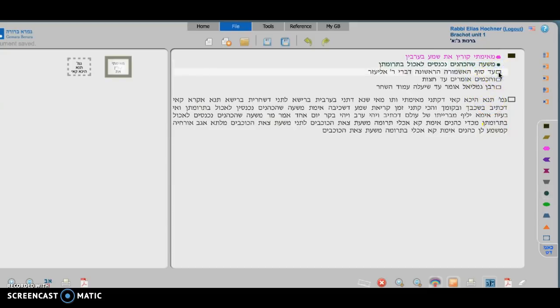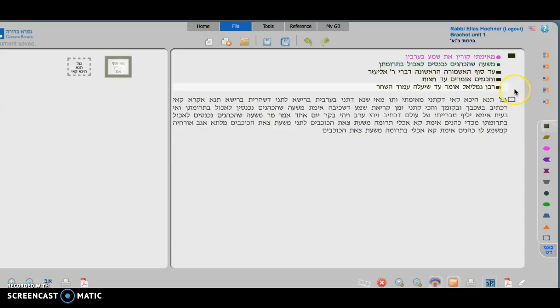Ad sof ashmura rishona, divrei Rabbi Eliezer, until the end of the first guard. This is the opinion of Rabbi Eliezer. That is a statement. Vechachamim omrim ad chatzot. Chachamim say until chatzot. That's also a statement. Rabban Gamliel omer ad she'ole amud hashachar. Rabban Gamliel says that we can say Shema until dawn. That's also a statement.